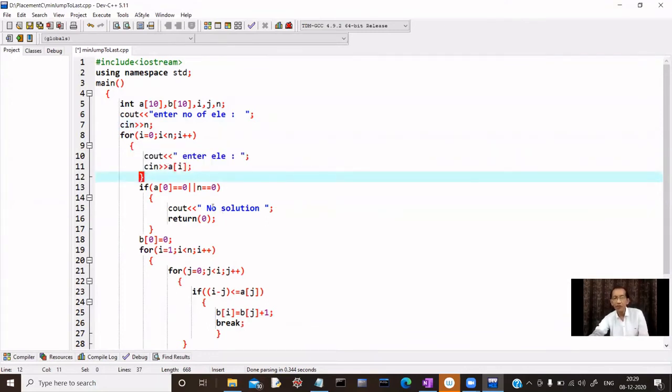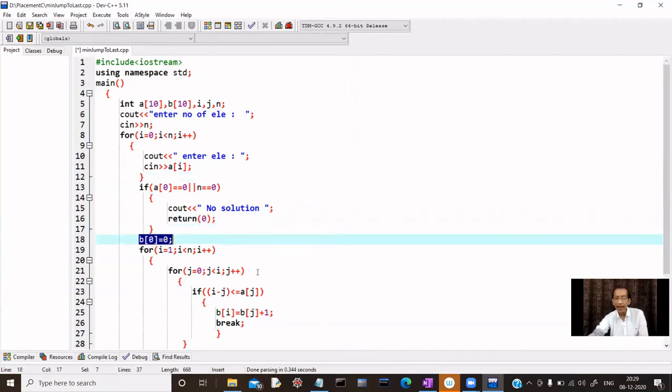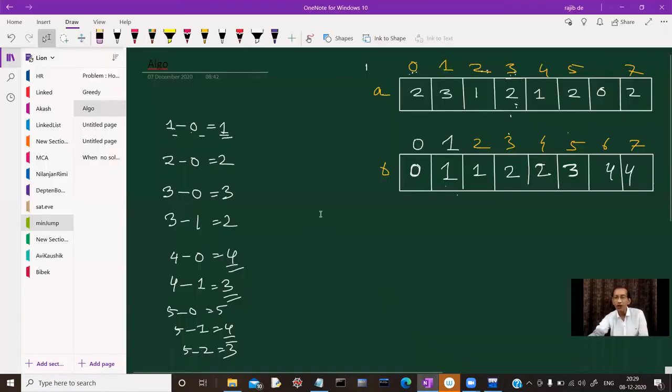And if your array's first location is 0, having value 0, that means you cannot make any jump from the first location, then you cannot find any solution, because if you cannot take a jump at least from the first location from where you are starting, then there is no question of having any solution. Or if the n is 0, obviously, then there is no solution possible. You are returning.